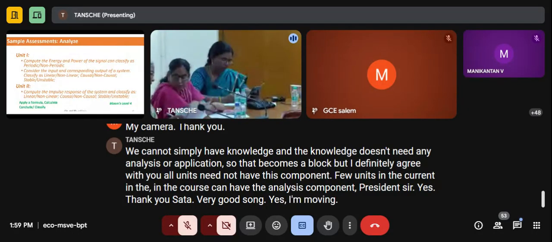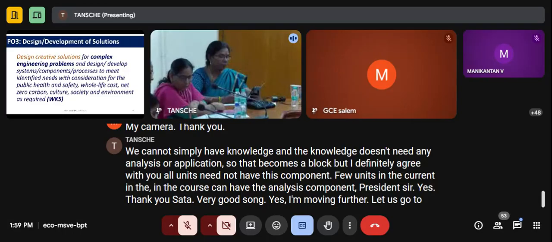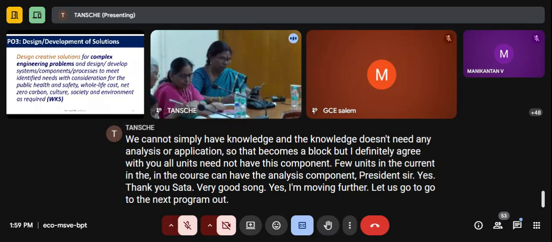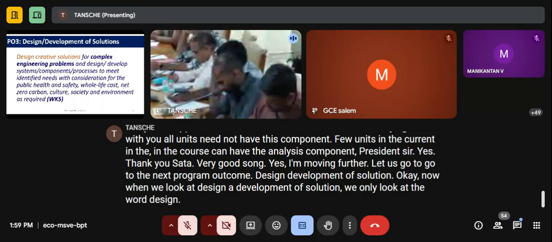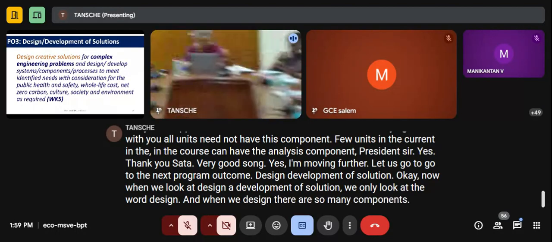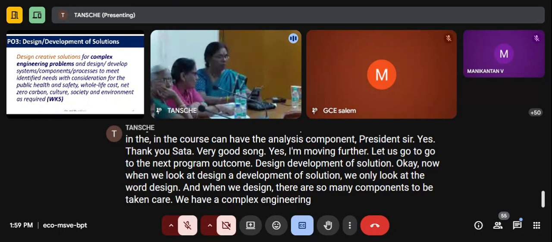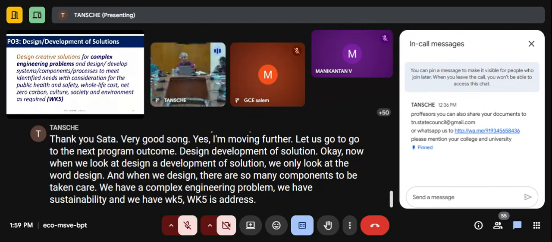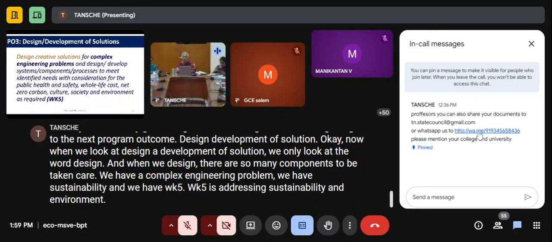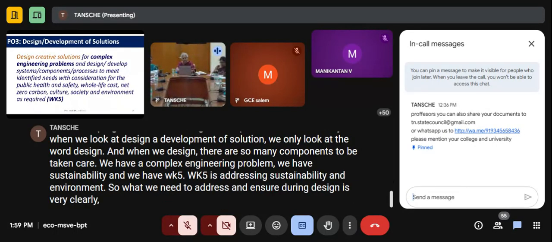Now moving further, let us go to the next program outcome: design development of solution. Again, when we look at design development of solution, we only look at the word design. And when we design, there are so many components to be taken care of. We have a complex engineering problem, we have sustainability, and we have WK5. WK5 is addressing sustainability and environment. So what we need to address and ensure during design is very clearly mentioned.